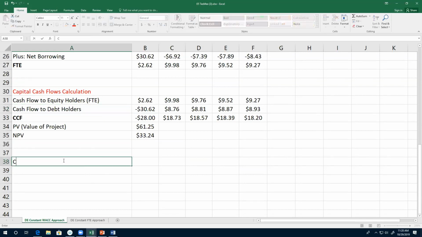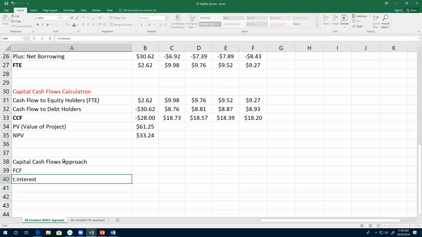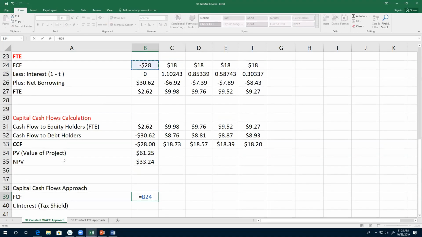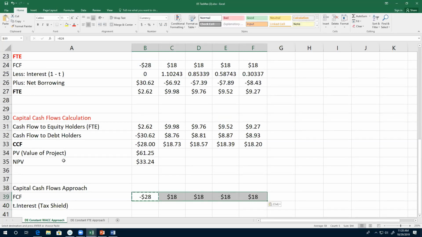the other way. So the capital cash flows approach, you're probably used to seeing this. Capital cash flows approach basically says take the financial cash flows and then do T times interest, which is the tax shield, and add it together. Right? So if I take my financial cash flows, basically that's this. So I'll copy this and paste it all the way. So these are my financial cash flows.